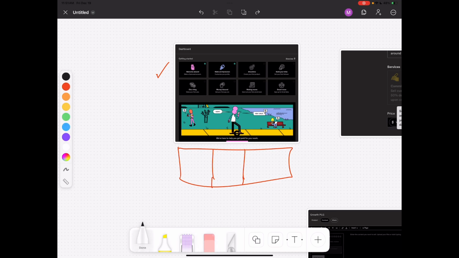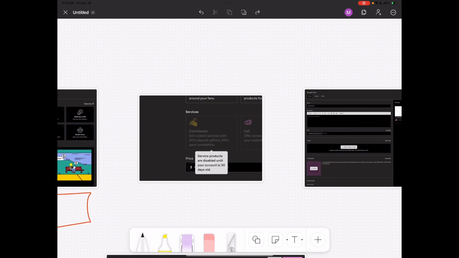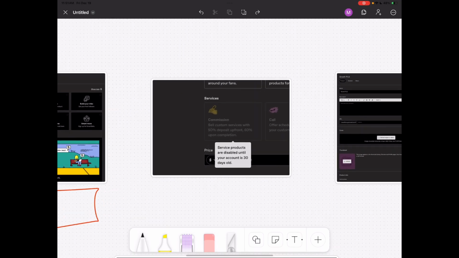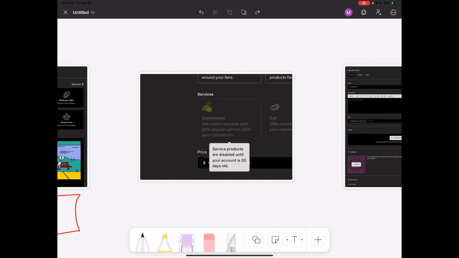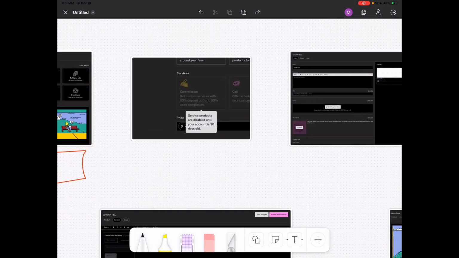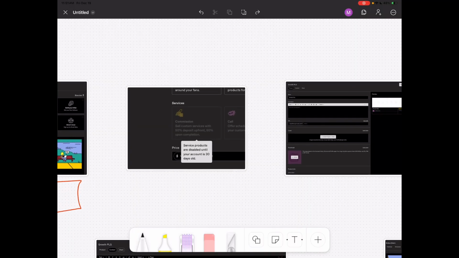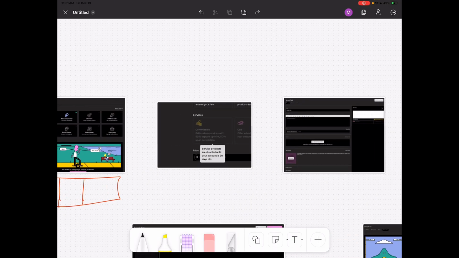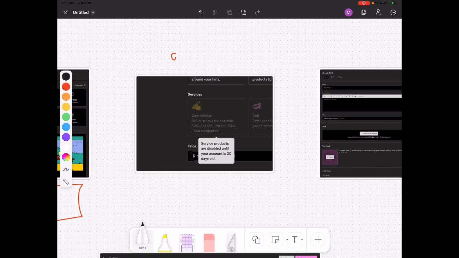Okay, let's move forward. I actually included this screen, which is coming from this page. This page says, what do you want to sell? What I really liked is that they said service products are disabled until your account is 30 days old. This is a really good example of good friction.